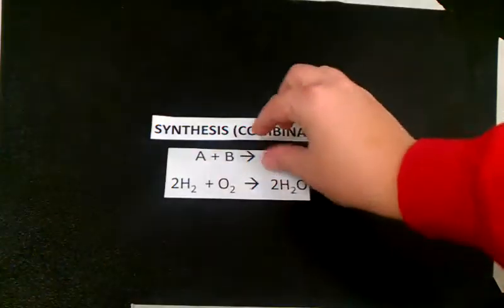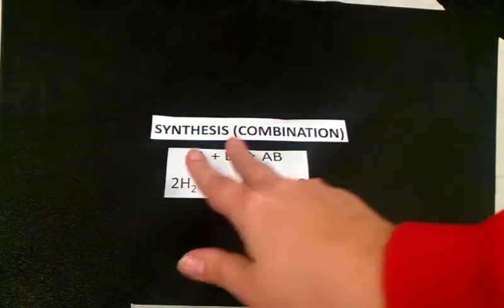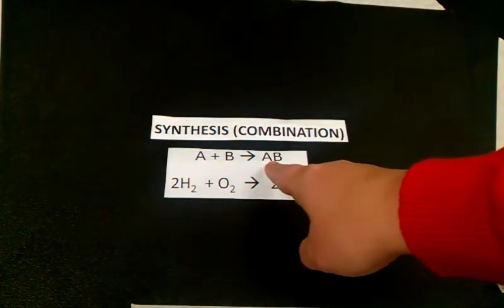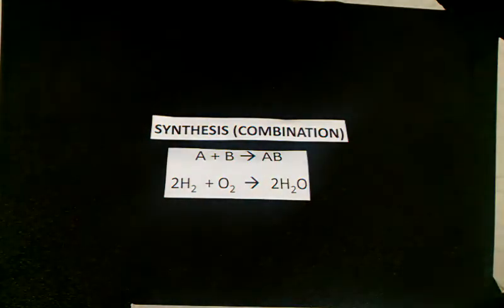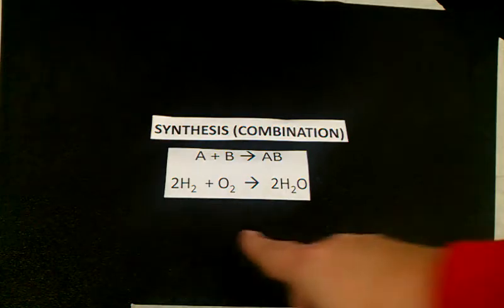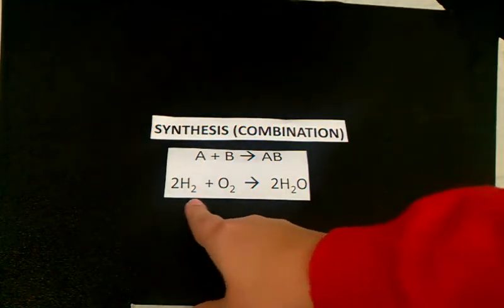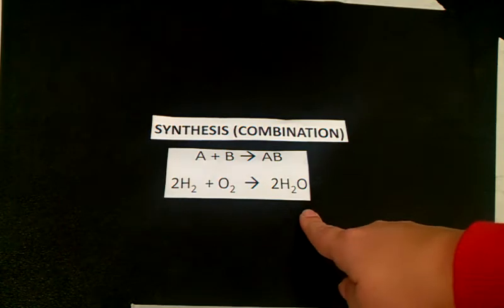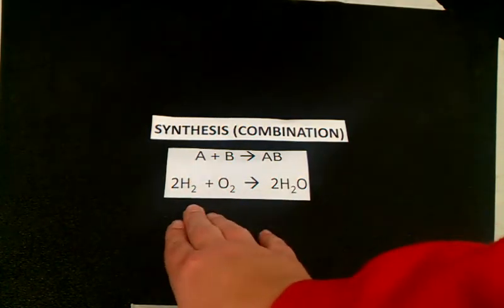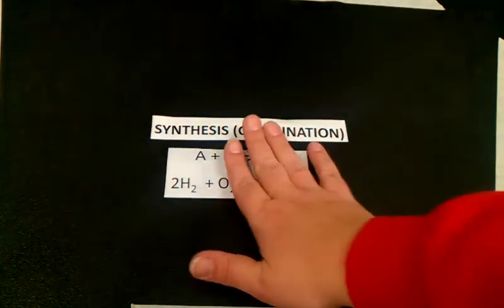And that happens when you have two things, A plus B. They're separate things, not bonded, and you end up with one whole thing. You may have more than just two things. You may have three things coming together to form one thing. But the important thing is you have a bunch of reactants and just one product. An example of this is hydrogen plus oxygen gives you water. Several, well in this case two, reactants giving you just one product.